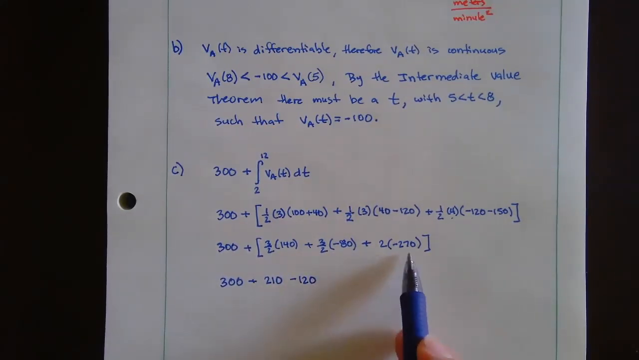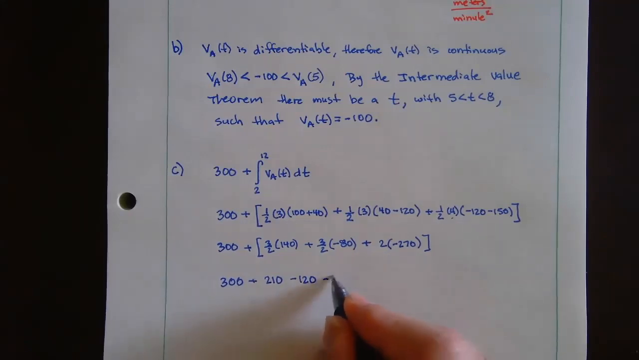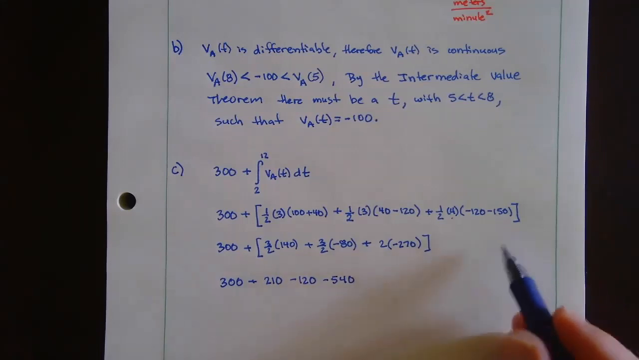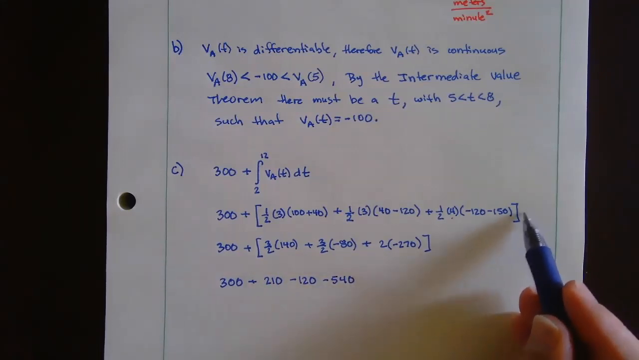And then 2 times negative 270, negative 540. And see, here's a bad thing. If you make a mistake here, now you lost your answer point. Okay, so that's why I would stop right here, because that's a numeric answer.